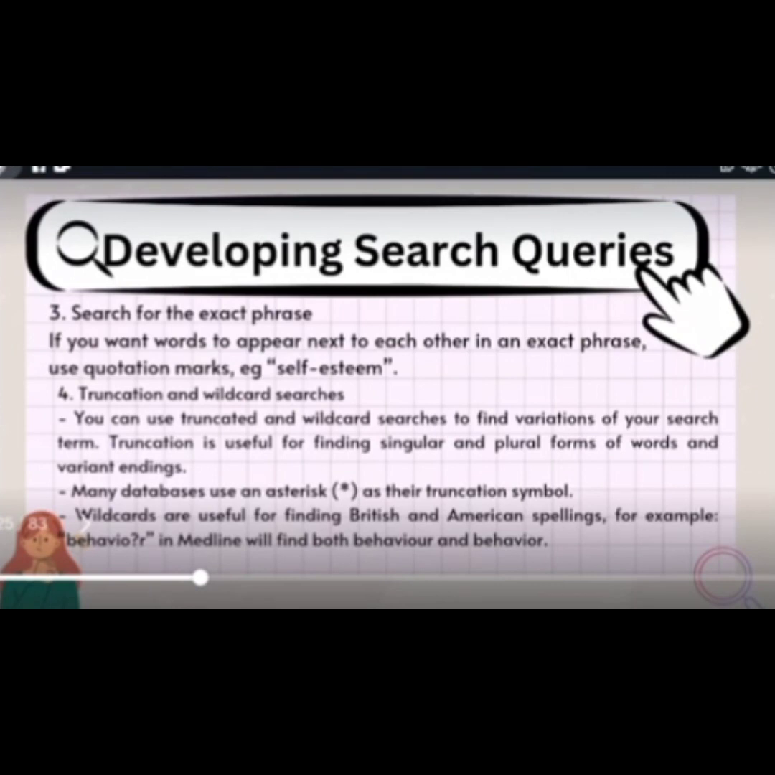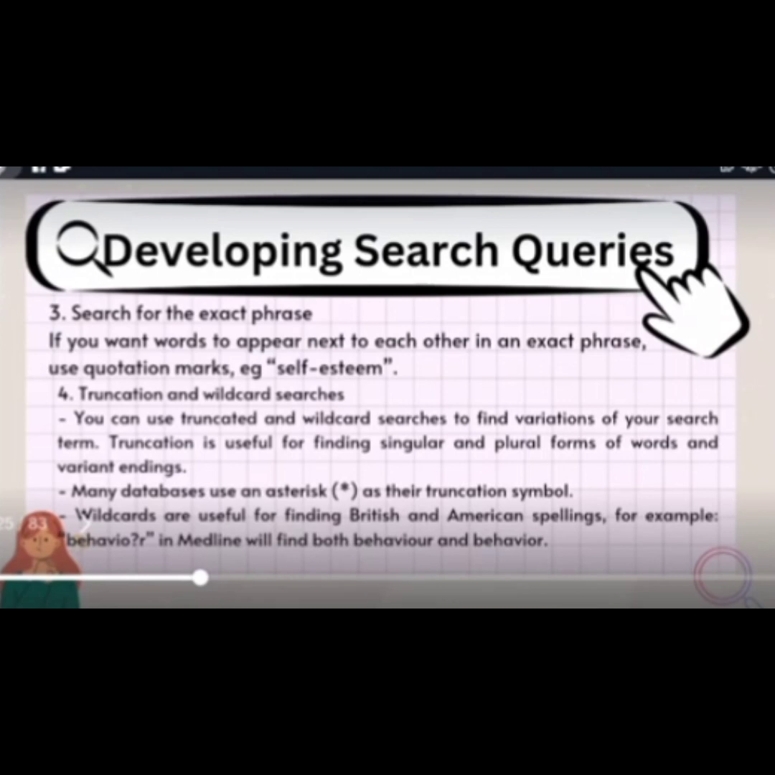Number 4, truncation or wildcard searches. You can use truncation and wildcard searches to find variations of your search term. Truncation is useful for finding singular and plural forms of words and variant endings. When we want singular and plural forms, we can add s or es to the word that we type in the search engines, and we mostly use the asterisk as the truncation symbol.